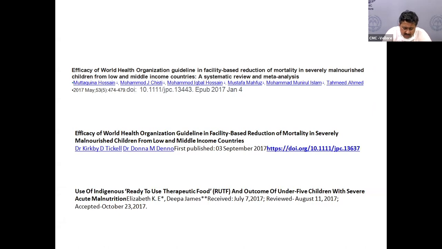So each area has its own indigenous RUTF, ready to use therapeutic food. Even in CMC we have something known as HCCM, high cereal calorie milk. Usually it gives high calorie with protein, which is mostly started in children with undernutrition.